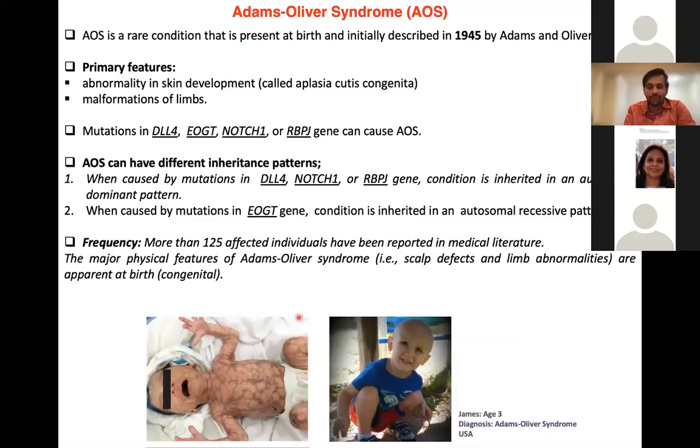He is in the USA, and the inheritance pattern is decided by which gene is mutated. If it is caused by mutation in DLL4, that is Delta-like 4, Notch1 or RBPJ, it is an autosomal dominant pattern, and EOGT gene mutation is generally an autosomal recessive pattern. So far 125 affected individuals have been reported in the medical literature.